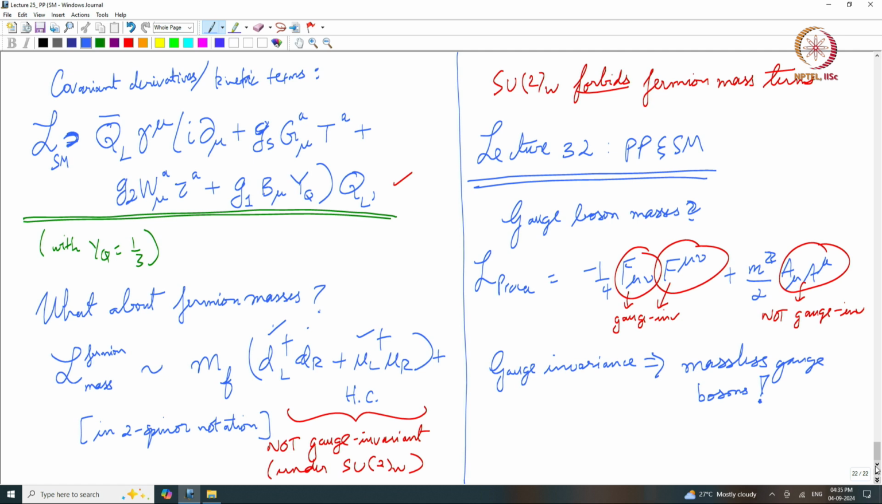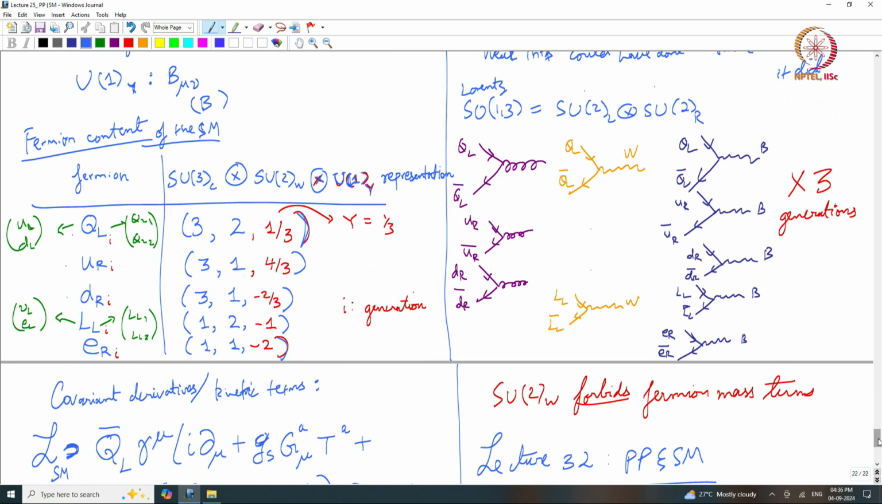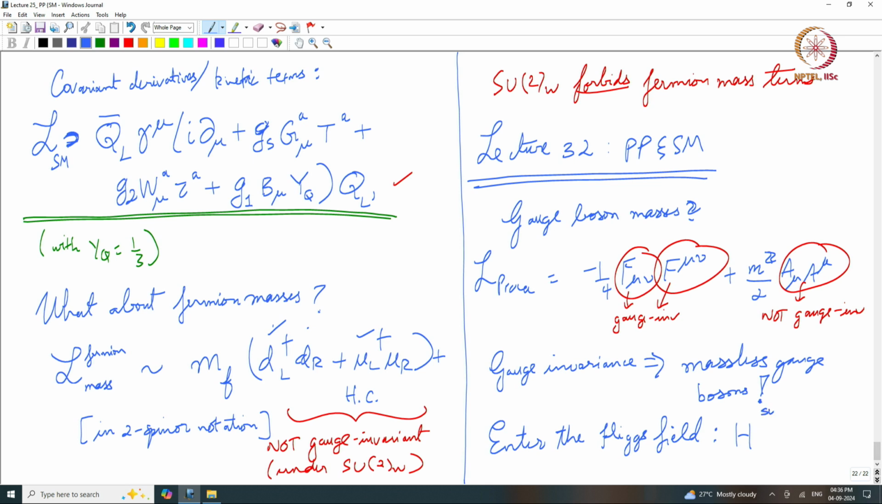So, this is where we have to introduce yet another field. What is this field? The very famous Higgs field, okay. Now how do I define the Higgs field? I am going to use the same notation as here under SU(3) and SU(2) and the hypercharge. Let me right away write this in red.